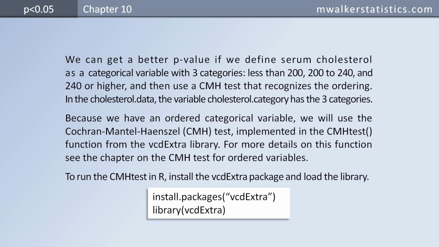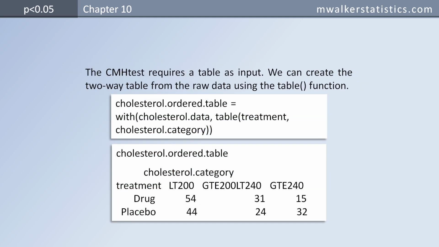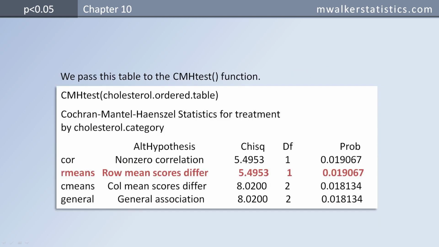For more details on this function, see the chapter on the CMH test for ordered variables. To run the CMH test in R, install the vcdExtra package and load the library. The CMH test requires a table as input. We can create the two-way table from the raw data using the table function. We pass this table to the CMH test function.